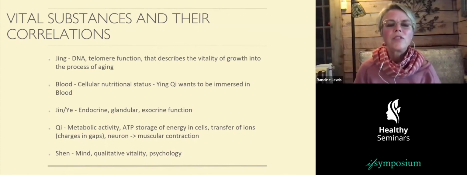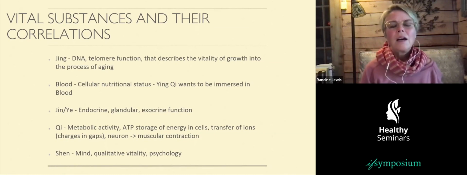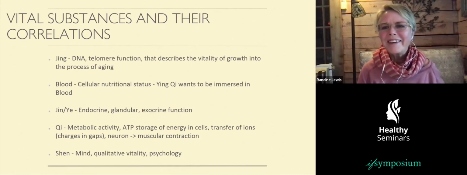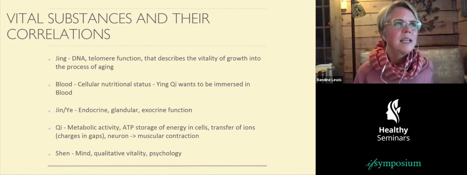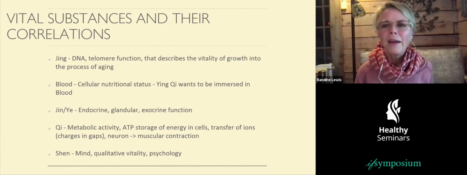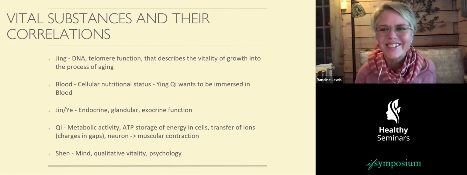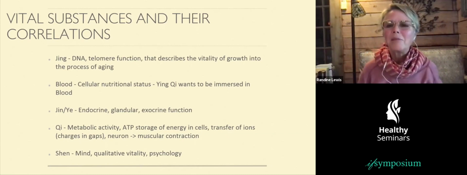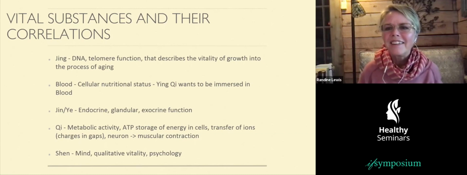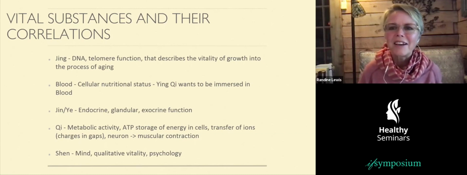Blood defines really our cellular nutritional status. This is very abbreviated. I wrote a chapter in the book that I'm doing right now, and the nature of blood was about 10 pages. But Yingji wants to be immersed in blood, and blood includes the Shen. It's not just this red stuff. It's a flowing dynamic that carries so much within it.